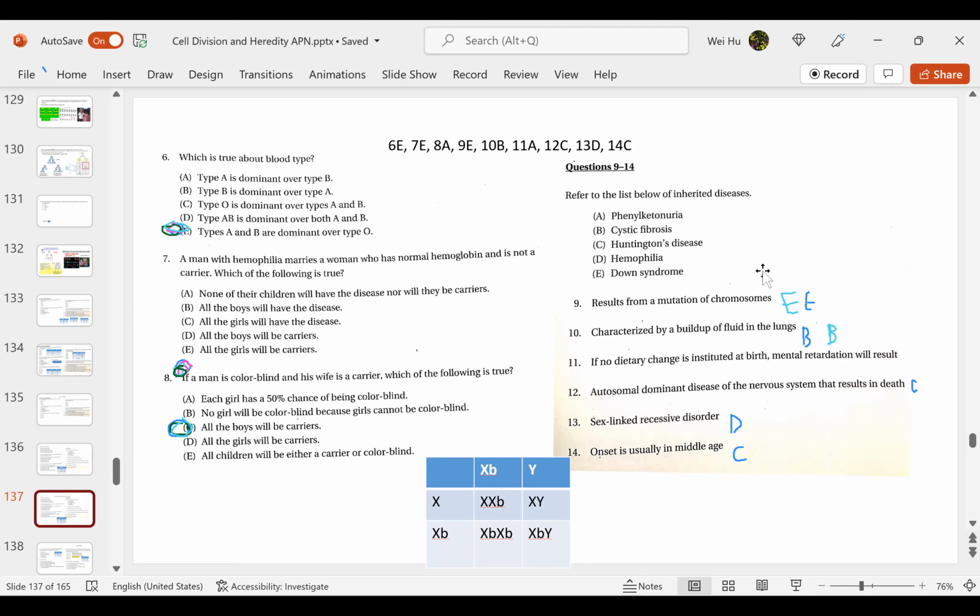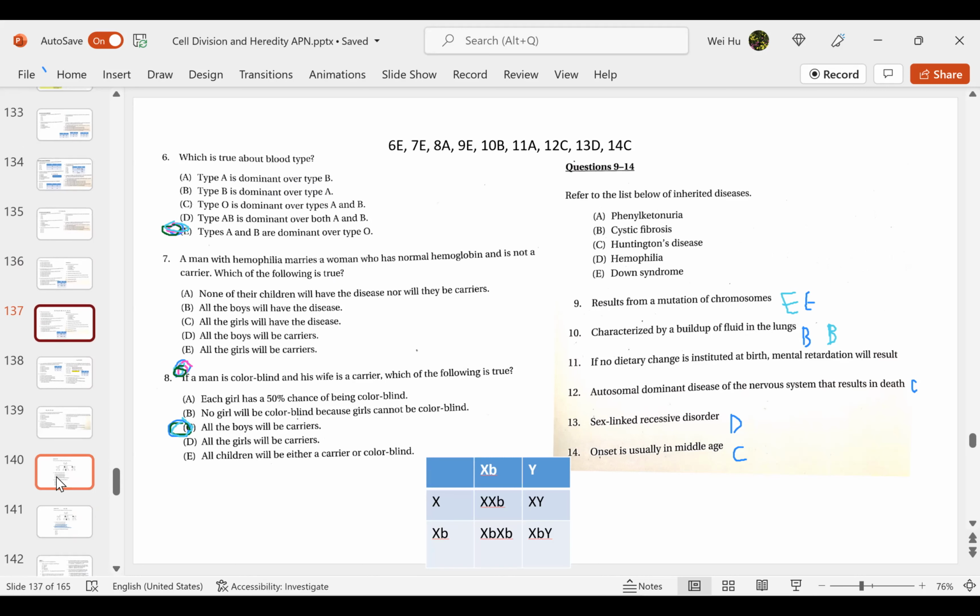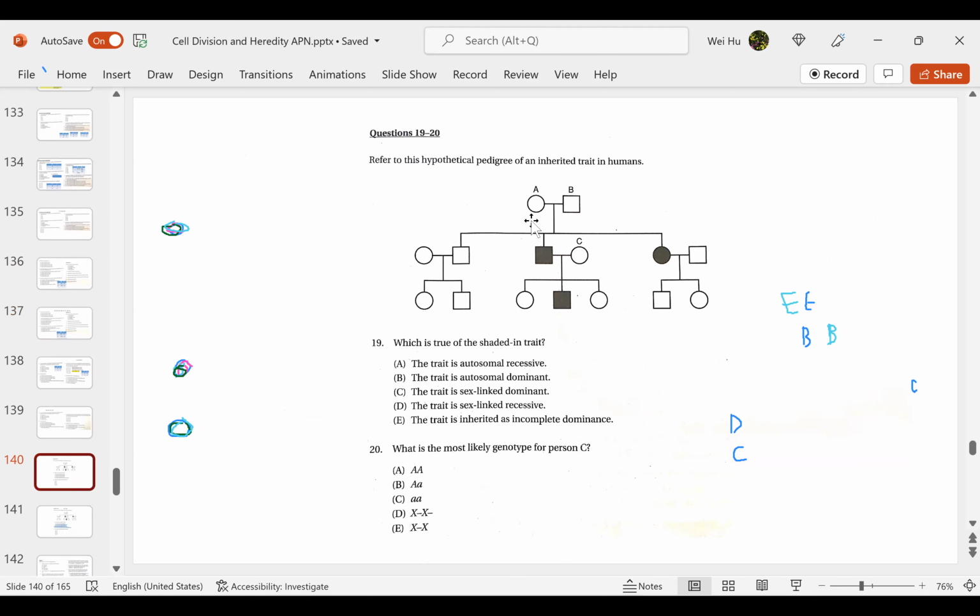So 9 is E, and 10 is B, 11 is A, and 12 is C, and 13 is D, and 14 is C. Okay, so let's do some of those questions. Okay, so let's do those.